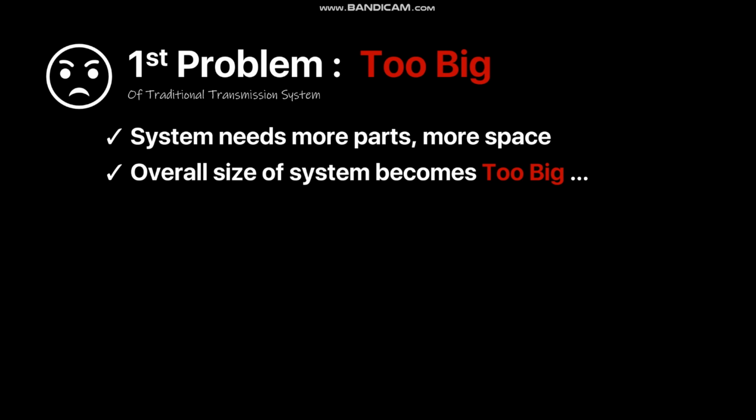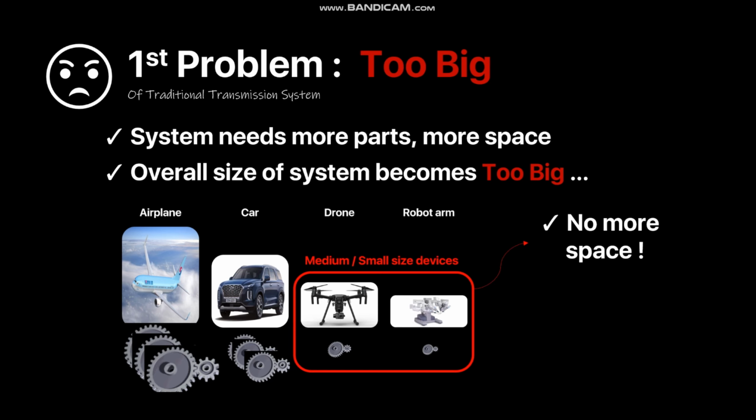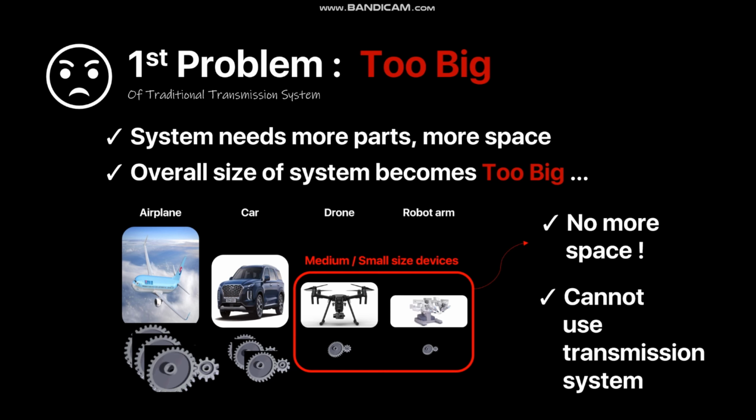Here more problems occur. Big size devices like airplanes or cars have enough space for a transmission system, but medium or small size devices don't have enough space for this system, so they cannot use a transmission system. All they can do is just use one gear set and one power area.